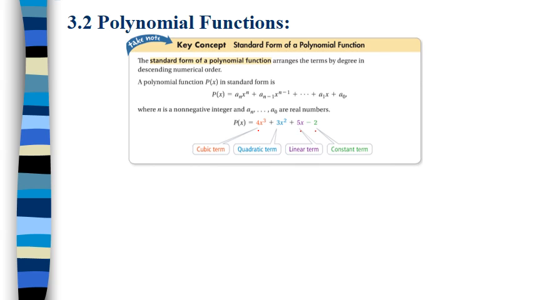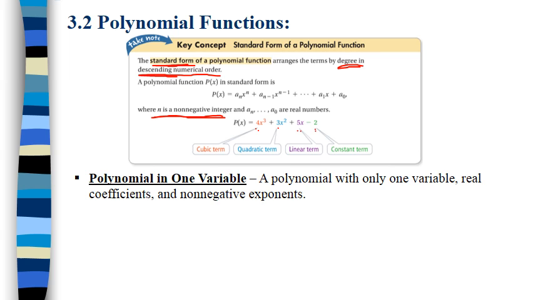Okay, in standard form means that the degree is in descending numerical order. Okay. n has to be a non-negative integer, and all of the coefficients should be real numbers. So a polynomial in one variable is a polynomial that only has one variable, real coefficients, and non-negative integer exponents. Sorry, I should have said exponents.